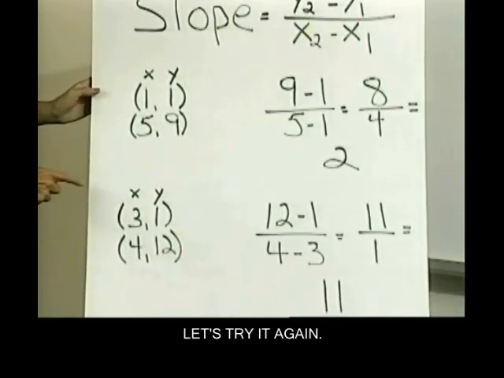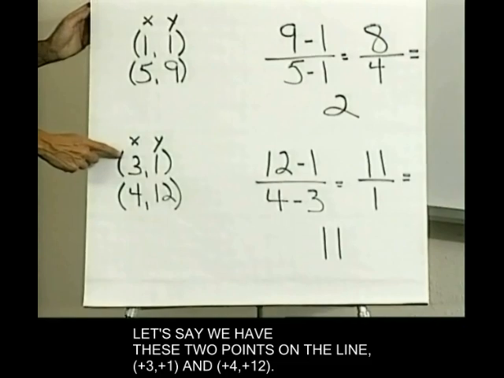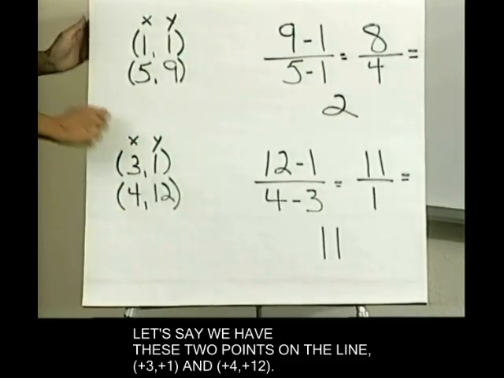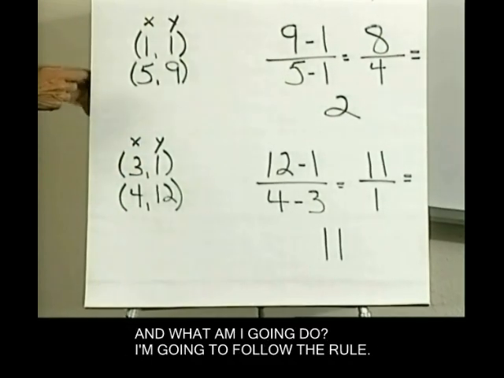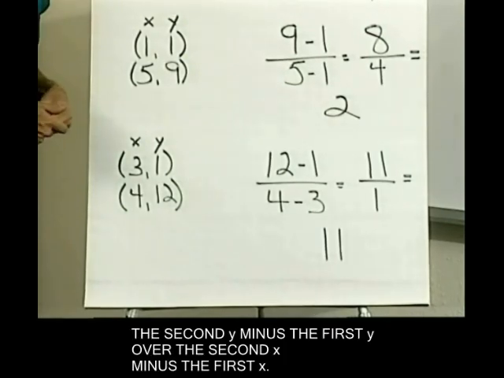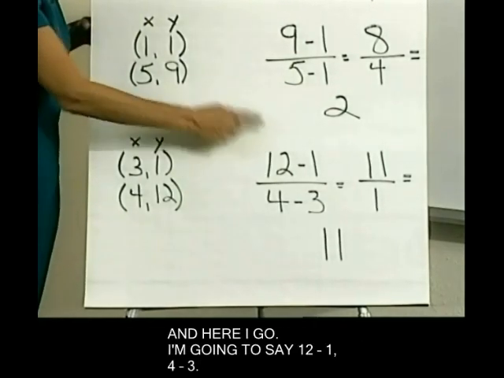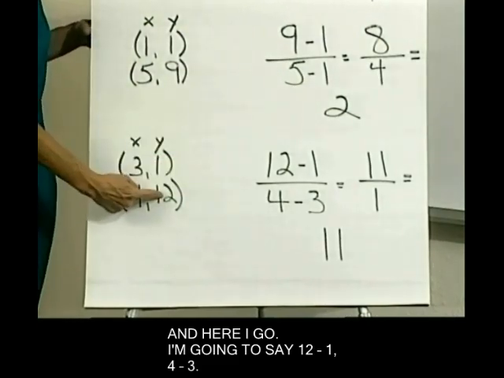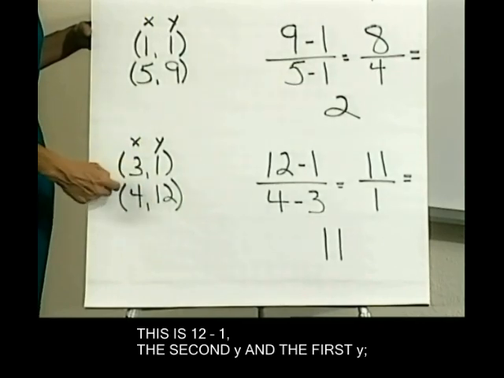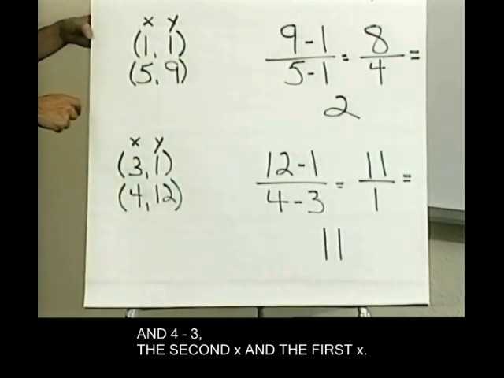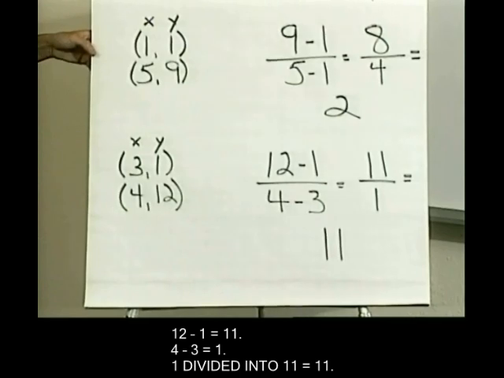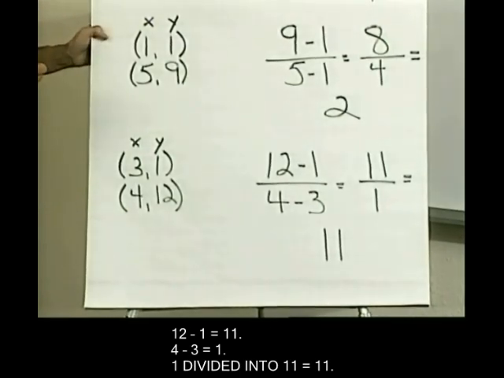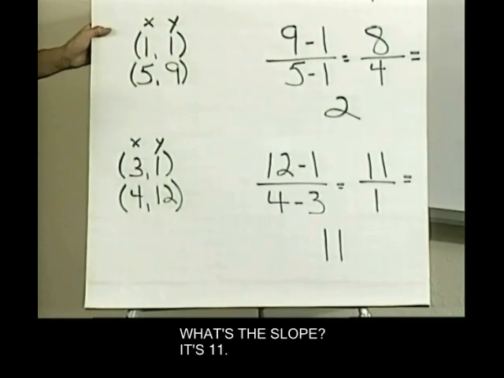Let's try it again. Let's say we have these 2 points on a line: (3, 1) and (4, 12). The first numbers are the x's, the second numbers the y's. What am I going to do? I'm going to follow the rule: the second y minus the first y over the second x minus the first x. I'm going to say 12 minus 1 over 4 minus 3. 12 minus 1 is 11. 4 minus 3 is 1. 1 divided into 11 is 11. What's the slope? It's 11.